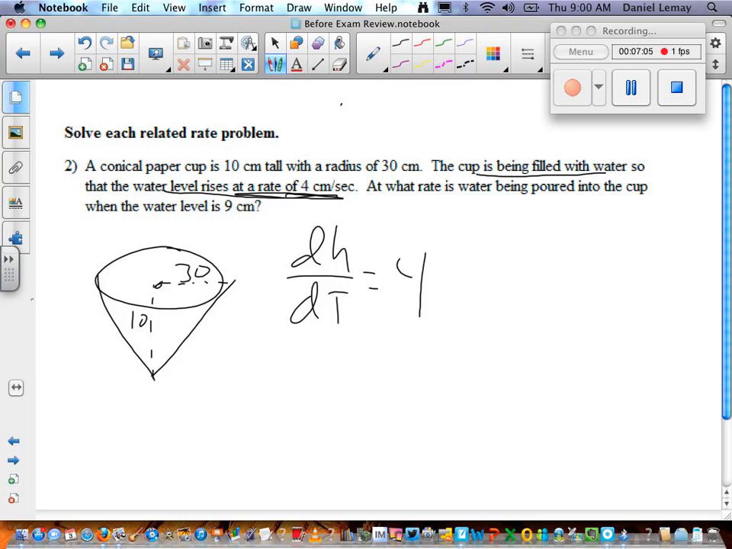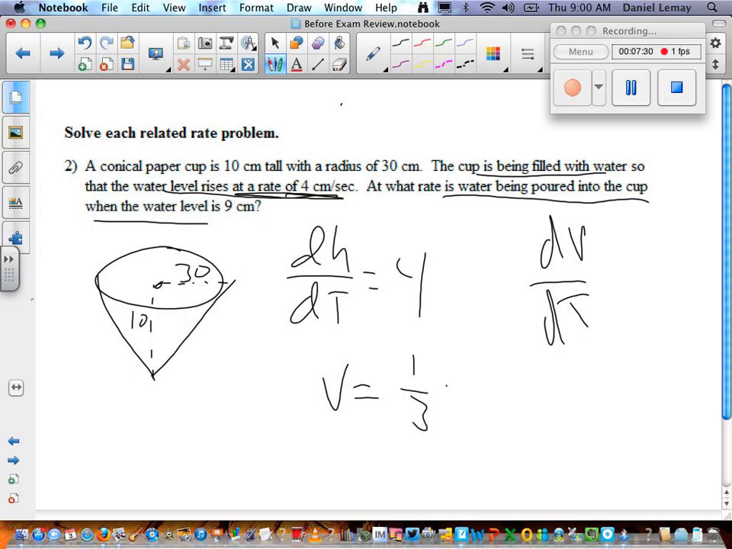And what rate is the water being poured into the cup? So what is that? Yeah, we want to find the volume change, right? So we're looking for dV/dt. Okay? Remember, that's the first two things. What rate do they give you? What rate do you want to find? So we know the volume of a cone is 1/3 pi r squared h.